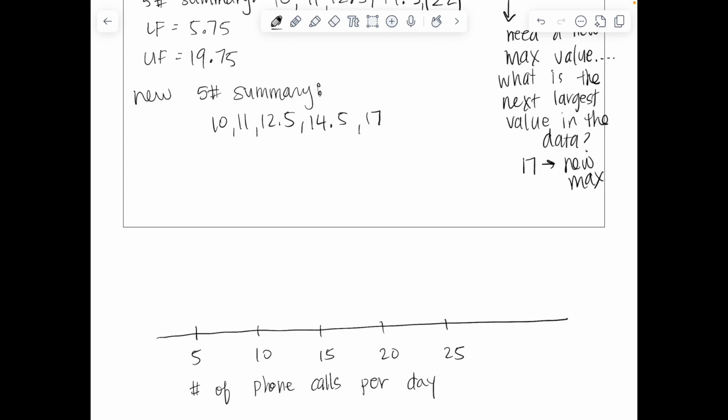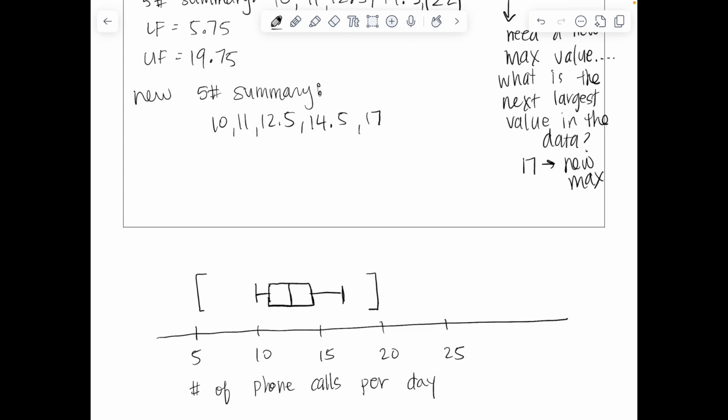And so from this, using our new 5-number summary, we have a 10, 11, 12.5, 14.5, and 17. Those middle 3 lines are going to become our box. And then again, extending out to our min and max values. And then putting on our fences at 5.75 and 19.75.